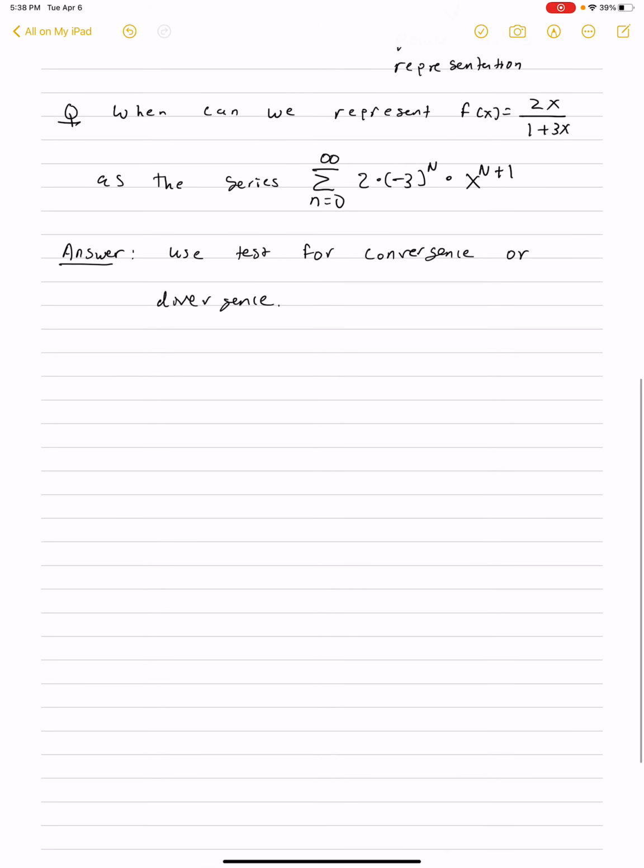Let me go over one more quick example for you. And it's going to be to find the power series representation of f of x, which is going to be ln of 5 minus x.